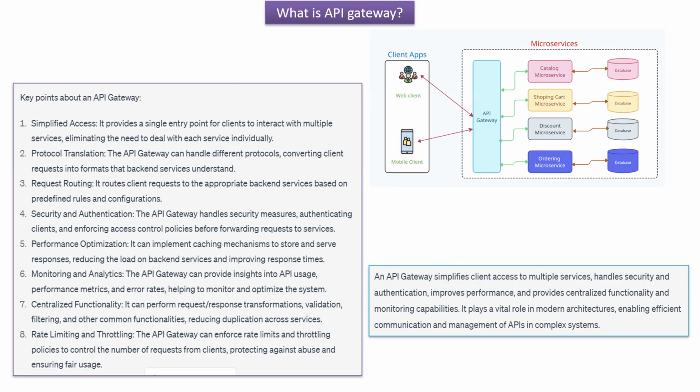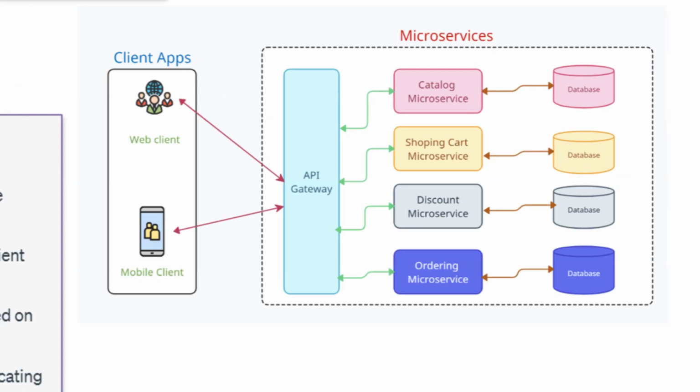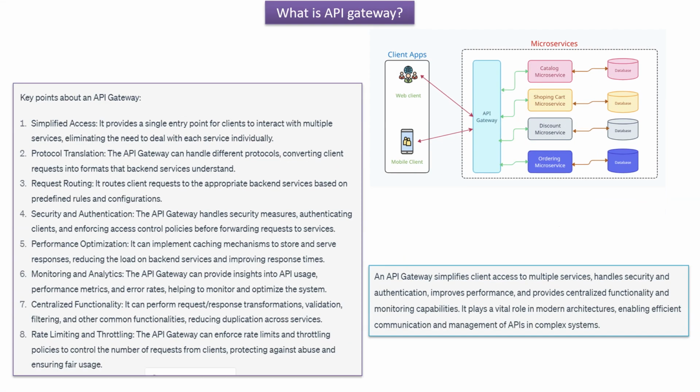Here we will see the key points about API gateway. The first point is simplified access. API gateway provides a single entry point for clients to interact with multiple services, which eliminates the need to deal with each service individually. And the second point is protocol translation. The API gateway can handle different protocols, converting client requests into formats that backend services understand.